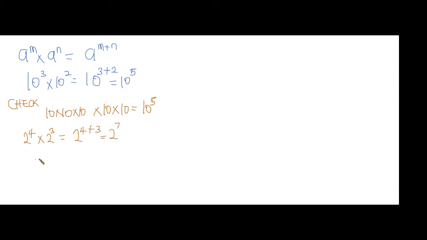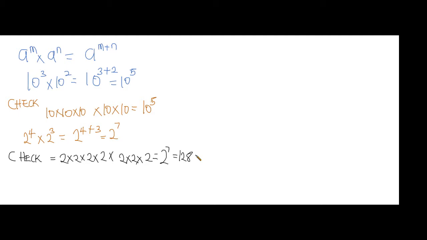If you want to check, let me use a different pen. If you want to check for the second one, this is going to be equal to 2 raised to power of 4, which means 2 multiplied by 2 in 4 places, multiplied by 2 multiplied by 2 multiplied by 2. Now the final answer is going to be 2 raised to power 7, still the same thing as that, because you can see that we have 2 in 7 places. This is 2 raised to power of 7. Now the final answer is 128.